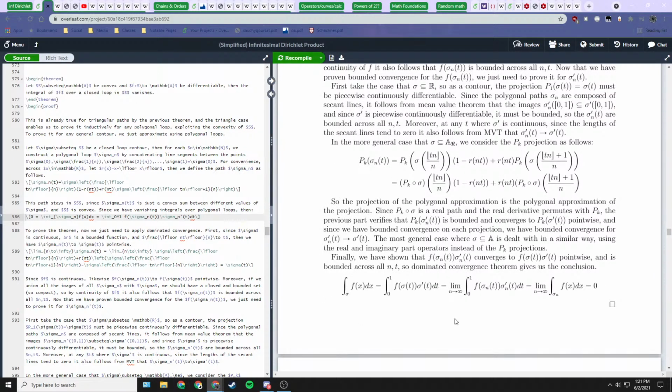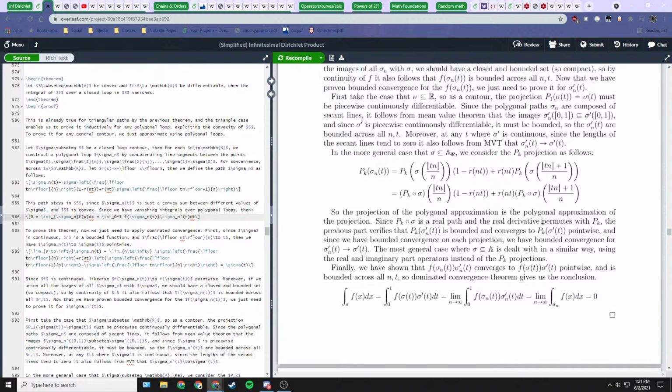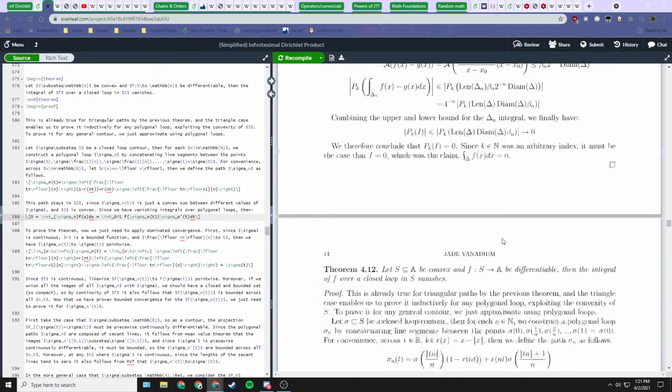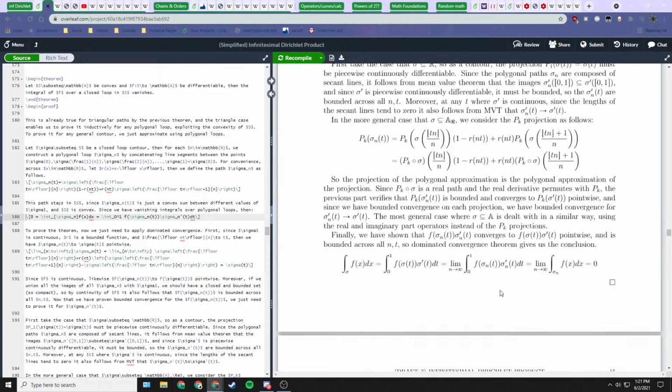So we can say the integral of f along this path sigma is equal to, using the substitution rule and then dominated convergence, the limit of these integrals for these polygonal paths. And each of these polygonal paths is just 0, because we have path independence over polygonal paths from the triangular case, which is the previous proof. So that was how we worked that out.